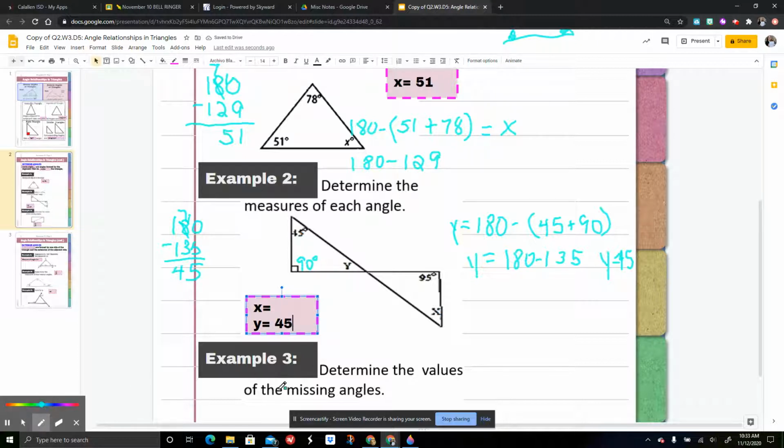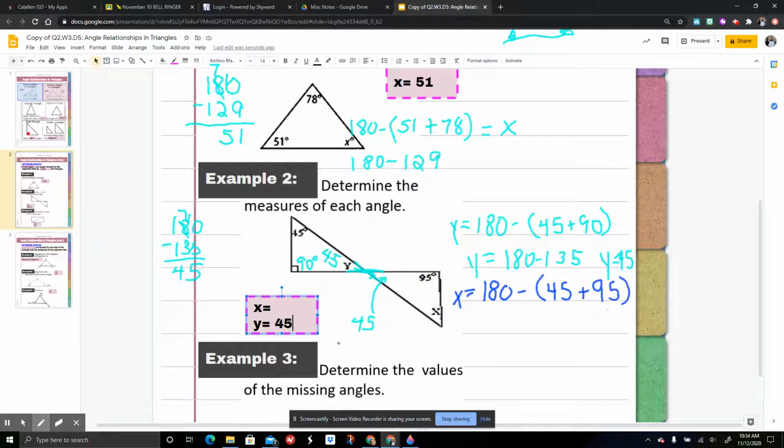Now this is where you're going to have to pull back some knowledge from yesterday. If y is 45 and these two are vertical angles, then we also know this angle is 45. So if we're going to find x, we have to do this angle plus this angle subtracted from 180. So x equals 180 minus the sum of 45 and 95.